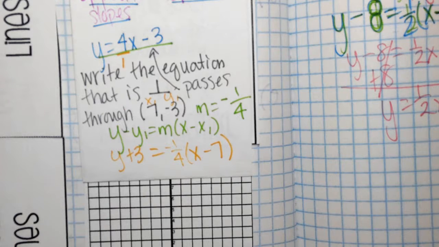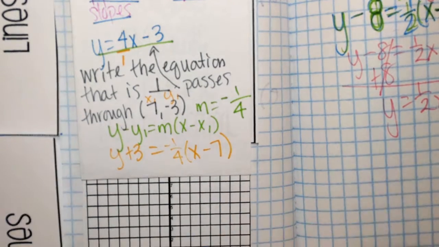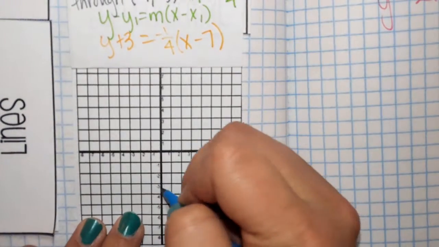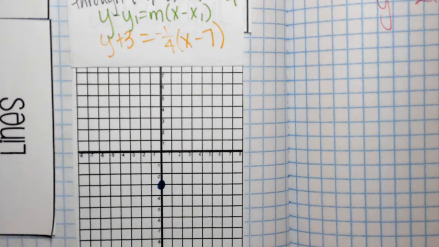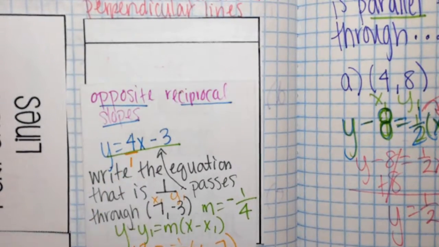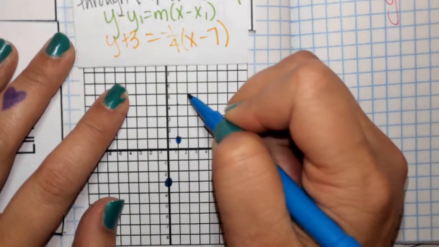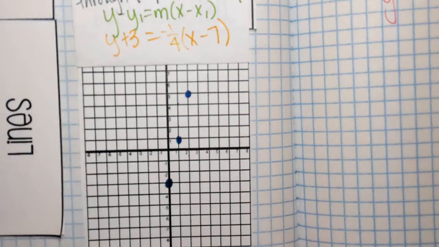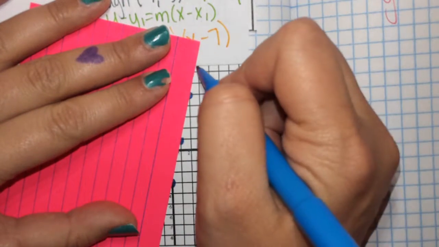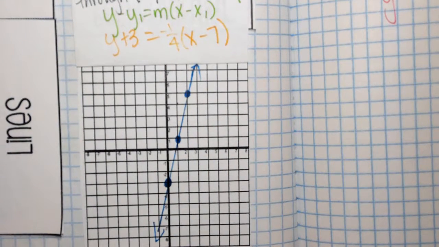Now let's graph our blue line. What's the y-intercept of the blue line? Negative 3. So on your graph, everybody go down 3 and put a point. What's my slope? 4. I go up 4, right 1. Up 4, right 1. What do I do with my dots? Connect them. Do we have to connect them? Yes.